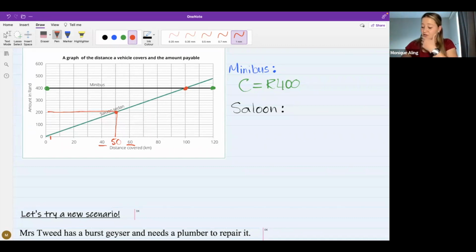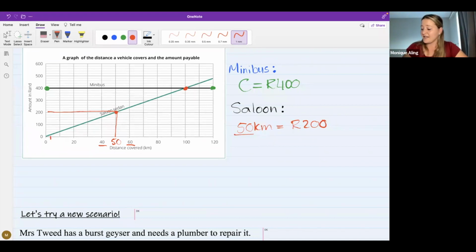Okay, so I know that for every 50 kilometers traveled, it's going to cost 200 Rand. But I don't want to know what 50 kilometers is. I want to know what 1 is, because if I know what 1 is, I can work out any other distance or any other charge. So I try to work out what 1 kilometer is.